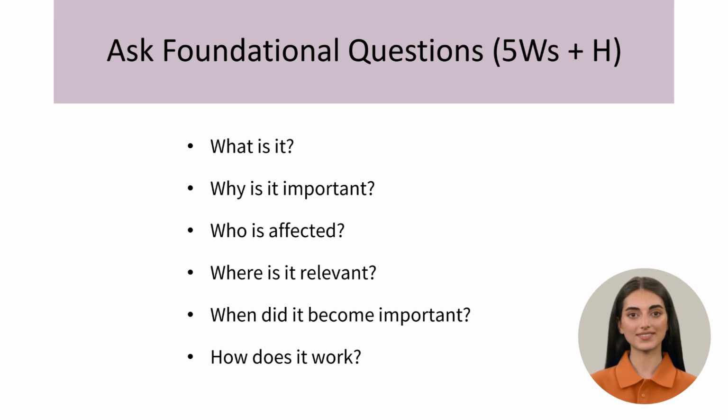Then who is involved? Consider stakeholders, decision makers, and those affected by the idea. When should it happen? Timing can influence feasibility and impact. Where does it apply? Think about locations, departments, or contexts where this idea fits best. And finally, how can it be implemented? This is where you transition from ideas to action steps. By structuring your brainstorming around these foundational questions, you can generate more focused, well-rounded ideas. ChatGPT can help refine and expand on each question, providing insights and suggestions to guide your brainstorming process.